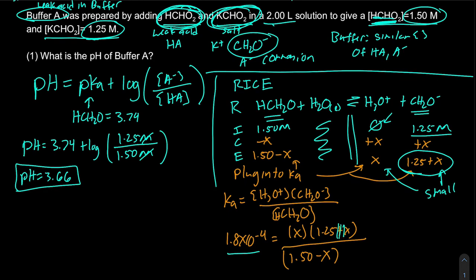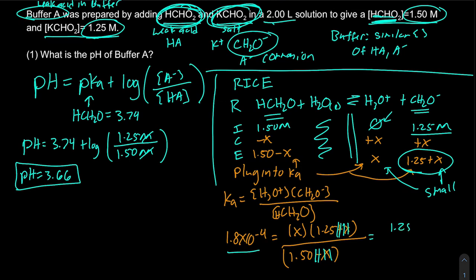So I could go ahead and see, can we make this assumption that these numbers of 1.25 and 1.5 are effectively going to be the same as if we included that minus x or if we didn't. And what that does is that simplifies our math to be 1.25x divided by 1.5 equals our K value. And now we can go ahead and solve for our x value, and we're going to get 2.16 times 10 to the negative fourth. And again, we say, okay, well, that's pretty small relative to our 1.25 or 1.5, so it makes sense that we can make that approximation.